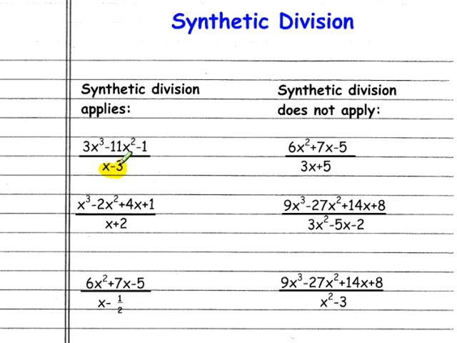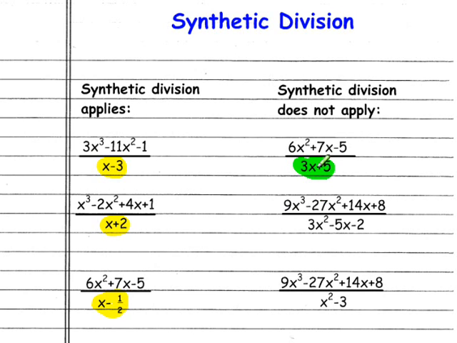And we focus on the divisor. That's how we decide whether synthetic division applies. Of course, here x minus 3, here x plus 2, here x minus 1/2. And what each of these have in common is it's simply 1x minus or plus a number. Now, in the 3 examples for which synthetic division does not apply, let's see why the divisor is not applicable to this type of problem, synthetic division.